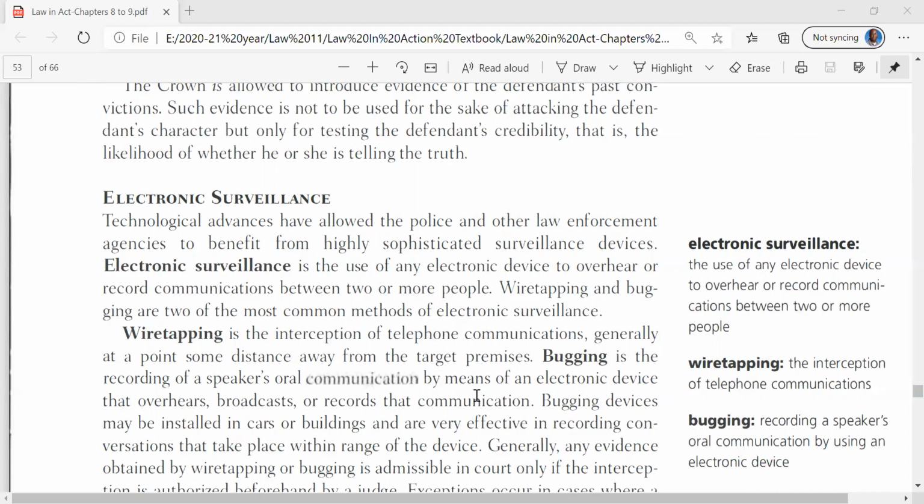Wiretapping is intercepting telephone communication. Bugging is recording a speaker's oral communication by using an electronic device. Those things require warrants, right? You can't just bug somebody.